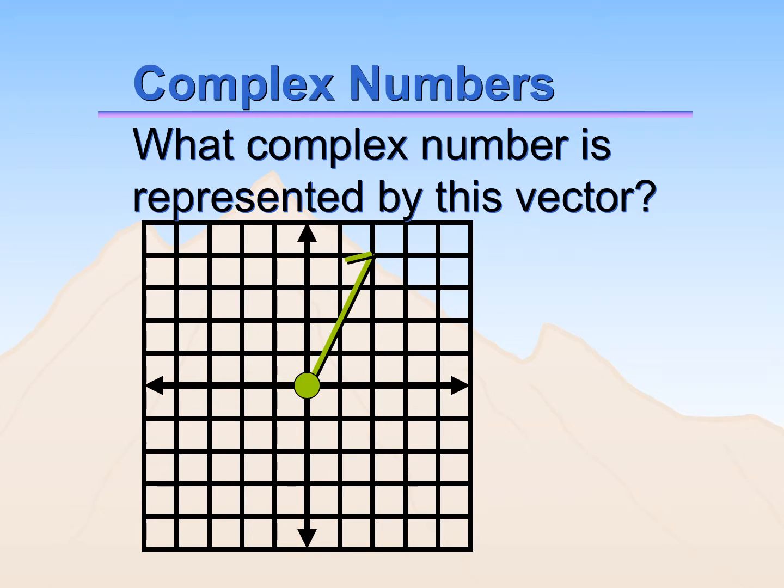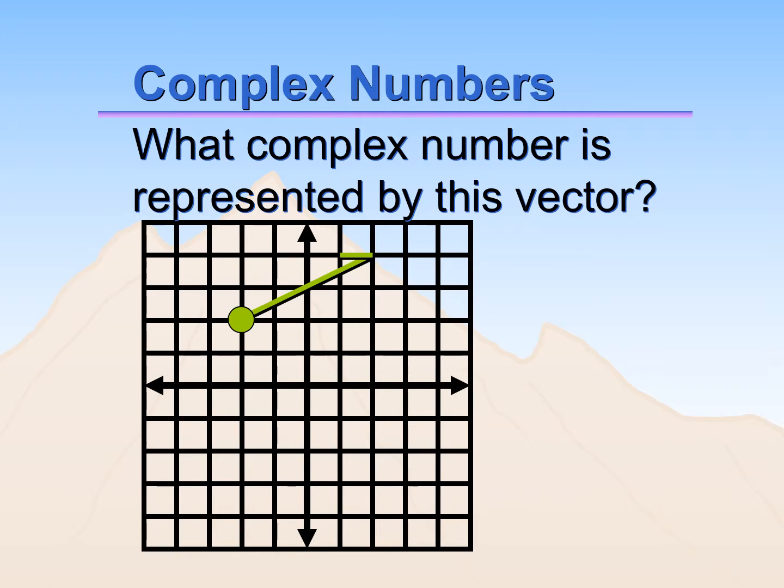Okay, let's do another one like that. So starting from our initial point, which is the origin, we had to go over 2 to the right, which means that the real part of our complex number is 2. And then we had to go up 1, 2, 3, 4, which means the imaginary part of our complex number is 4i. So we would write this complex number as 2 plus 4i.